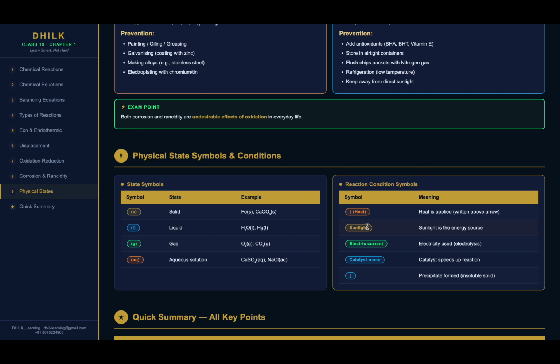If sunlight is used, you write sunlight on top of the reaction arrow, and then you can confirm that the reaction uses sunlight. In an electrolytic reaction, you write electric current if electric current is used. For catalyst usage, a catalyst is a compound which speeds up chemical reactions, so the catalyst name will be written on top of the arrow. These are some simple terms; there are some other symbols also, but we are not going to discuss them in depth. Just try to understand these terms. An upward arrow means a gas is evolved, a downward arrow means something is precipitated, and there are sunlight, electric current, and catalyst.